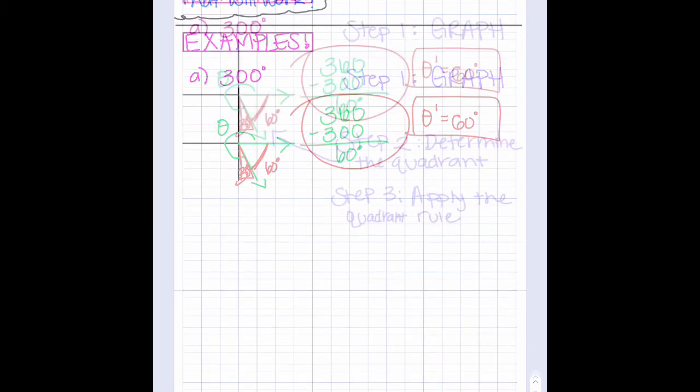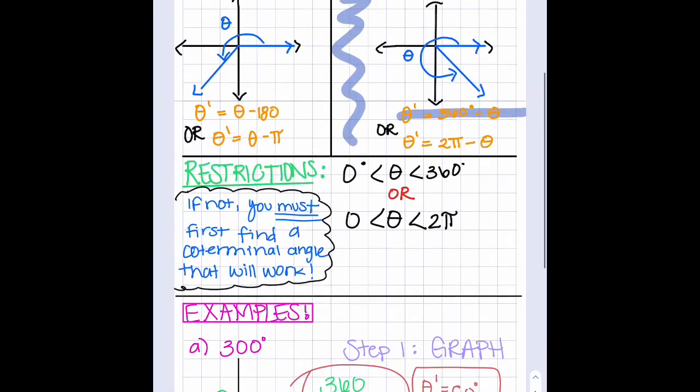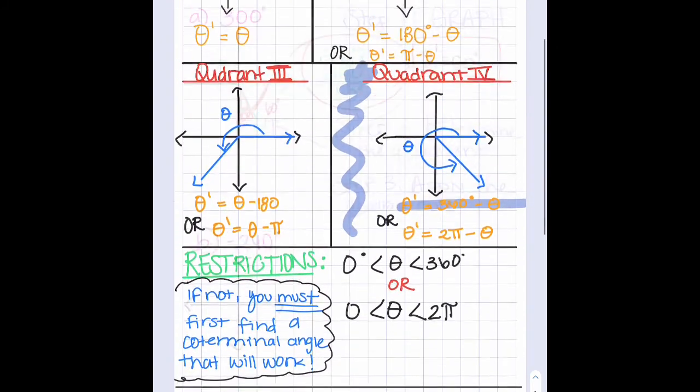Before we go to the second example, I realized that I didn't tell you the other two steps. We did them, I just didn't write them. So here they are. Step 2, determine which quadrant you are in. Step 3, apply the quadrant rule. That quadrant rule depends on what quadrant you are in, and those are the rules written.